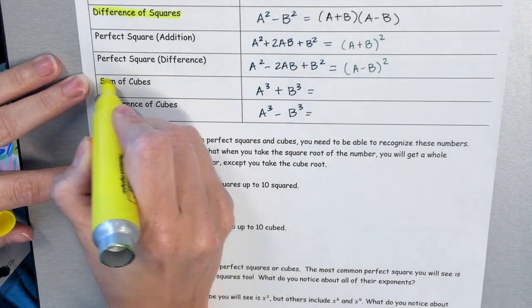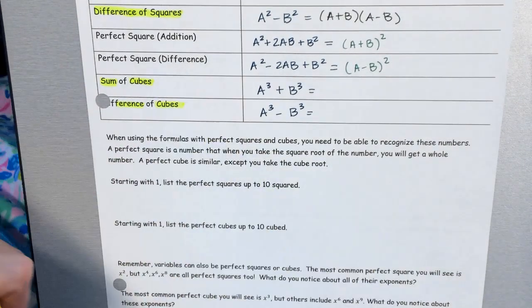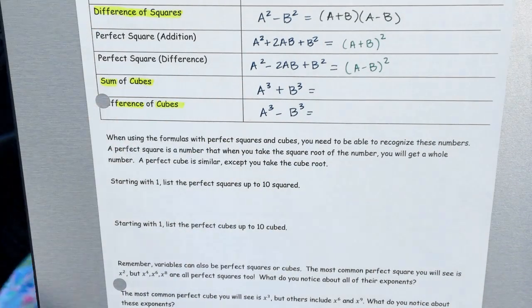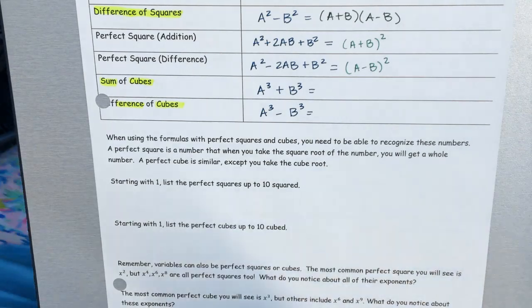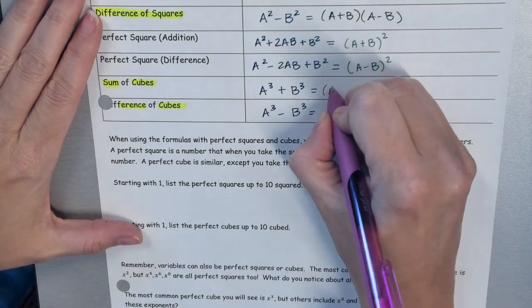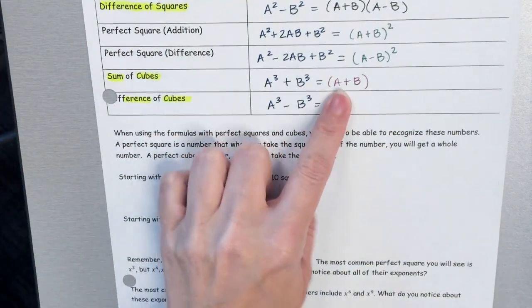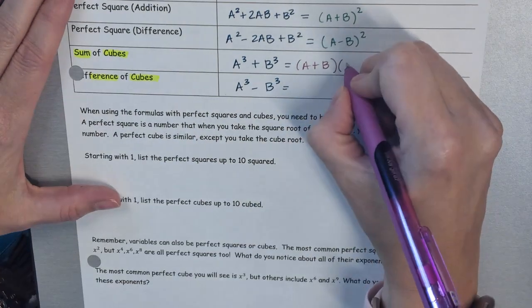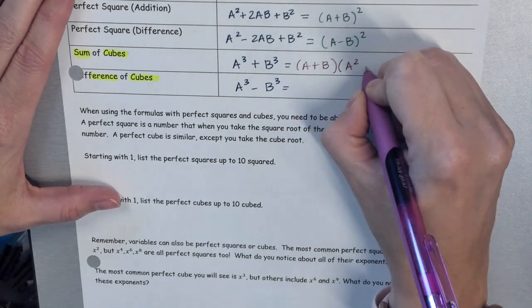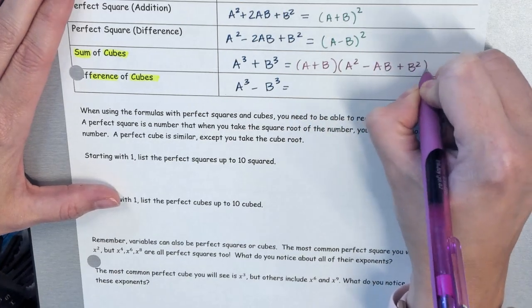Okay, for this, you can do the sum and the difference. If it's cubes, you have both. If it's squares, you just have the difference. And then this pattern, which you may or may not recall: if it's the sum, it's going to start with the sum, a plus b, and then it's a squared. This is the opposite, and then plus b squared.